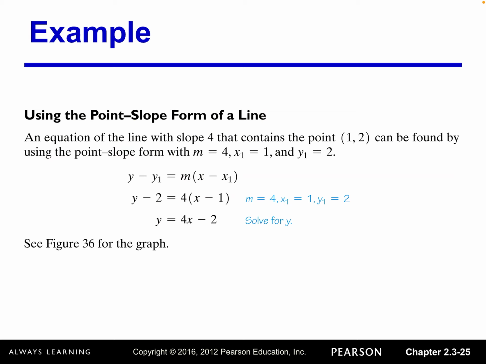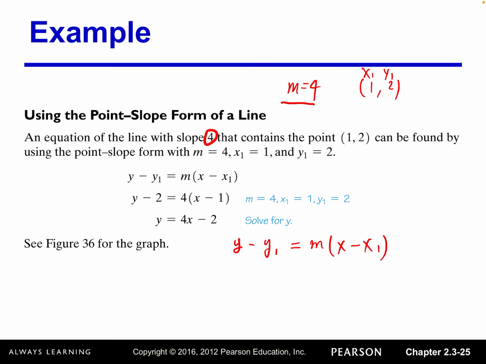So let's look at the example, how to use point slope form to identify a line. It says the equation of a line with slope 4, so m equals 4, contains the point (1, 2). So given point (1, 2), this is x1, y1, and it asks you to find the line equation. Based on the theorem, we write a point slope form because we know the slope and we know a point. y minus y1 equals m times x minus x1, right?